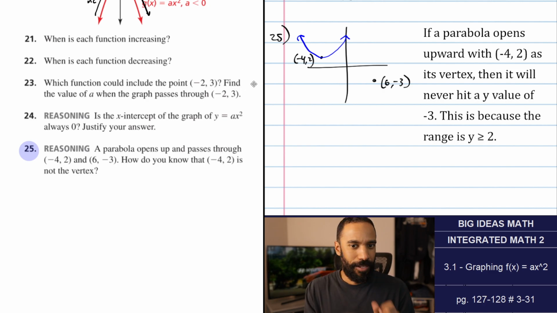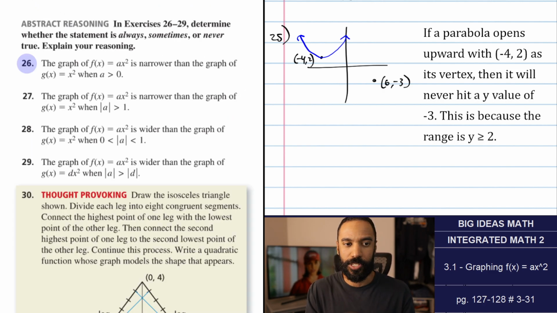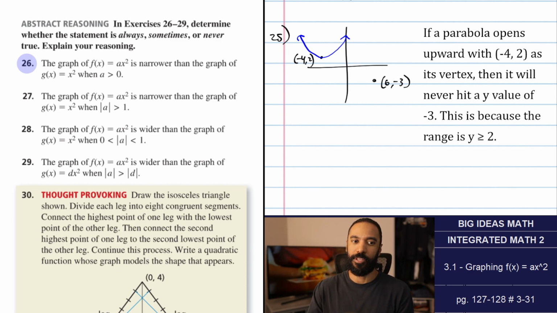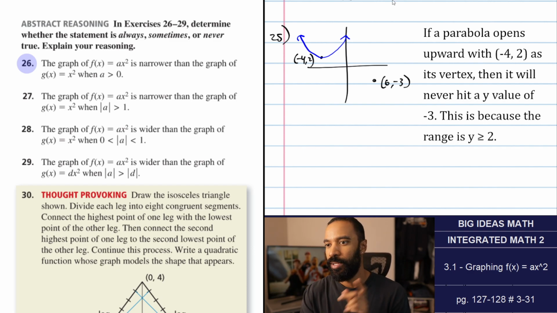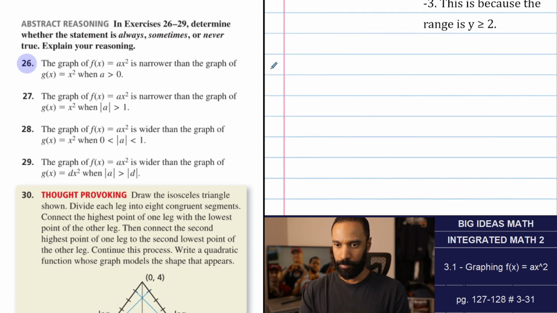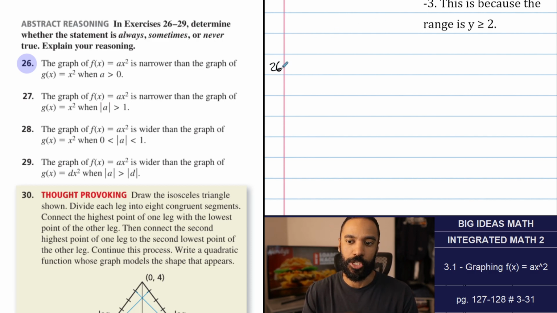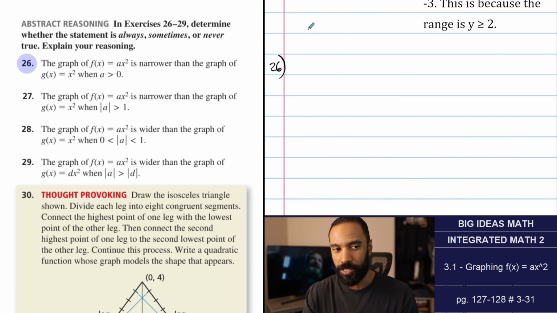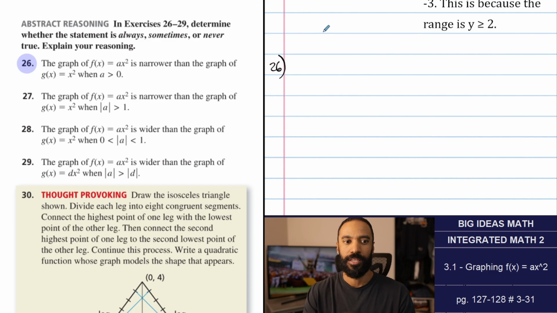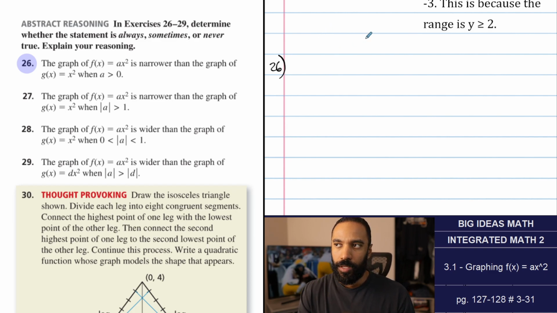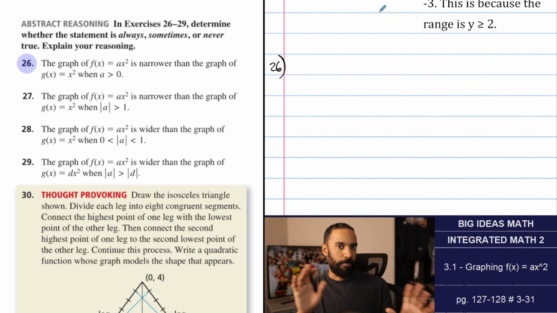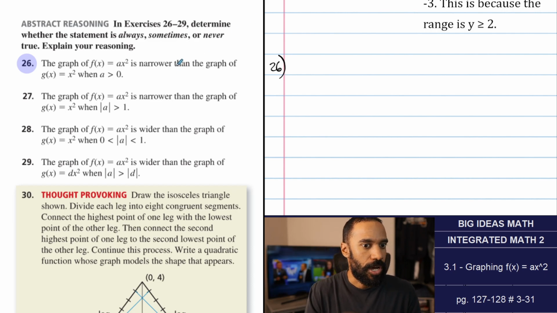All right. Almost done. Number 26. 26 to 29. Determine whether the statement is always, sometimes, or never true. Explain your reasoning. Now, I mentioned for always, sometimes, and nevers, if you don't know, don't assume the answer is sometimes. Sometimes is actually the case when you know for sure a case that it does work, and you know for sure a case that it doesn't work. So we'll see if we hit sometimes. The graph of f of x equals ax squared is narrower than the graph of g of x equals x squared when a is greater than 0. So, I think I know the answer, but I just want to compute that because narrower also means taller.